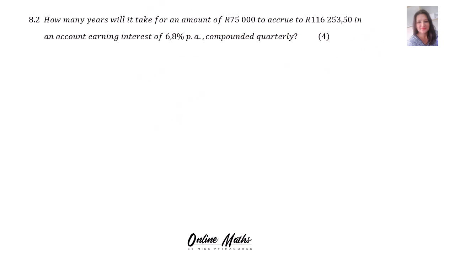How many years will it take for an amount of 75,000 to accrue to 116,000 in an account earning interest of 6.8% per annum compounded quarterly? So again, let's dissect. How many years will it take? So that is n. That is what we want to calculate. An amount of 75,000, that means it's P, our principal amount.